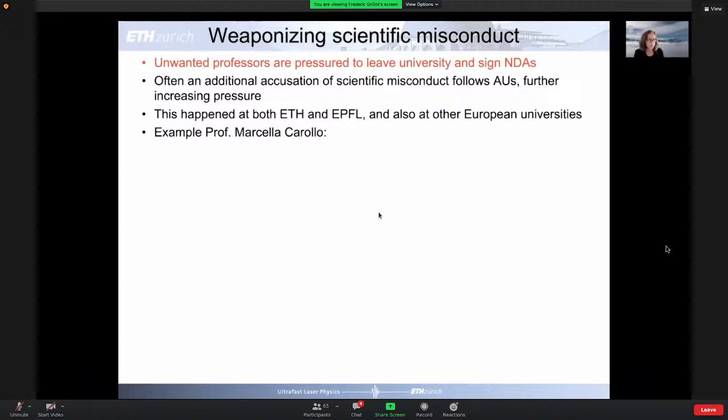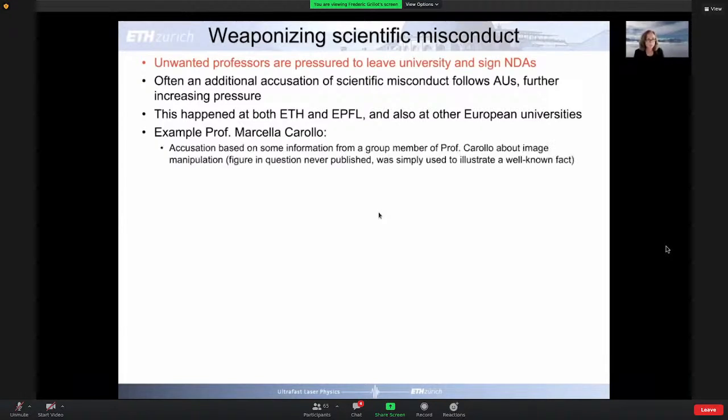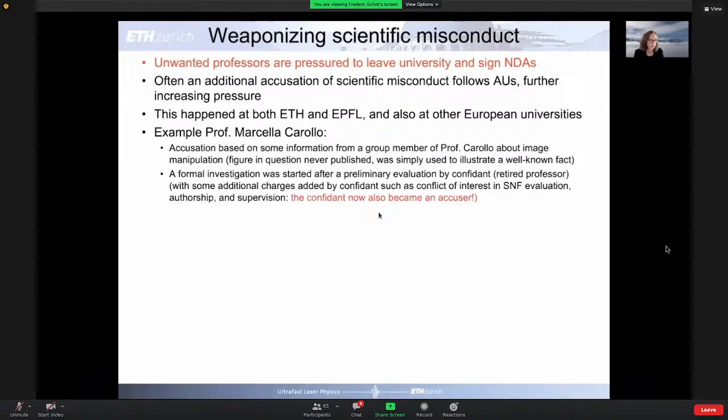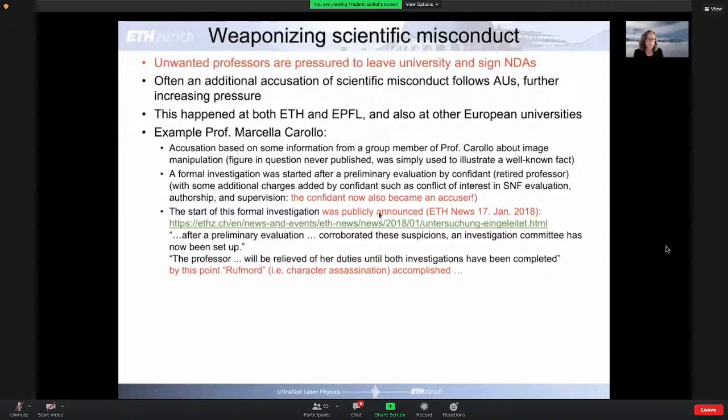Let me go back to the example of Marcella Carollo, which I know pretty well. Marcella was accused by some group members of image manipulation. The figure in question was never published and was simply used to illustrate a well-known fact. A formal investigation was started after a while, and a preliminary evaluation by the confidant, who is not an independent person in this process but a retired professor, actually resulted in more charges with regard to possible scientific misconduct. So this confidant now also became an accuser. The start of this formal investigation was publicly announced under this link, stating that it is justified based on the preliminary results.